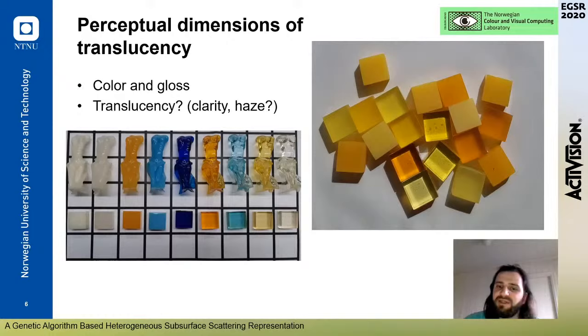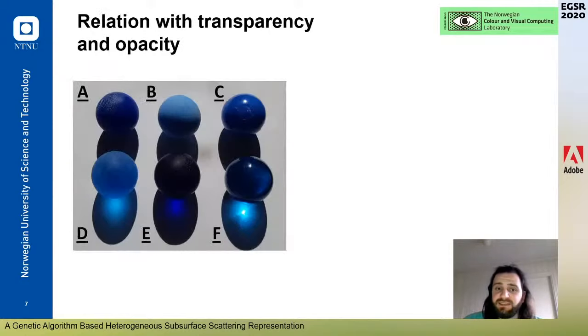Or is it clarity and haze, which is usually used in metrology, that can be correlated with perceptual dimensions? Can we quantify how clear the image is with translucency? That's also an open topic. And furthermore, what complicates the problem is its unidentified relation with transparency and opacity.